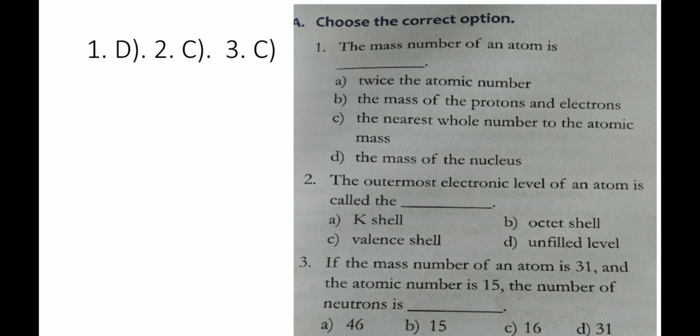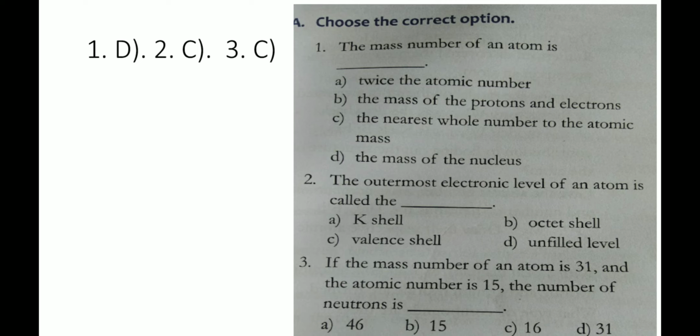The first question, choose the correct option. The mass number of an atom is dash. The correct answer is option D, that is the mass of the nucleus. Second one, the outermost electronic level of an atom is called the dash. The correct option is the third one, that is the valence shell.